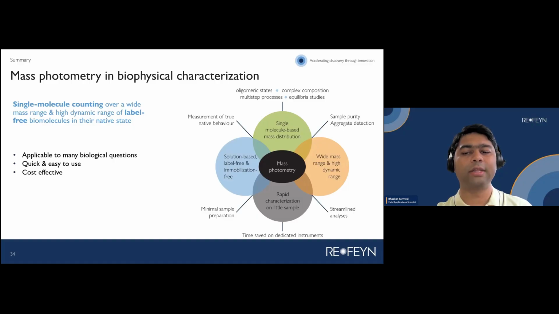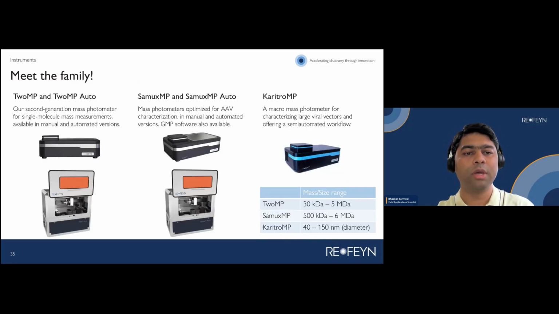The fact that sample is in the native state, in solution with no need for immobilization, means we do not have to immobilize our samples like we do in SPR or BLI. It simplifies the sample preparation procedures, and it means that the data collected is an accurate measure of true native behavior of the biomolecules. So that's mass photometry and the summary about it.